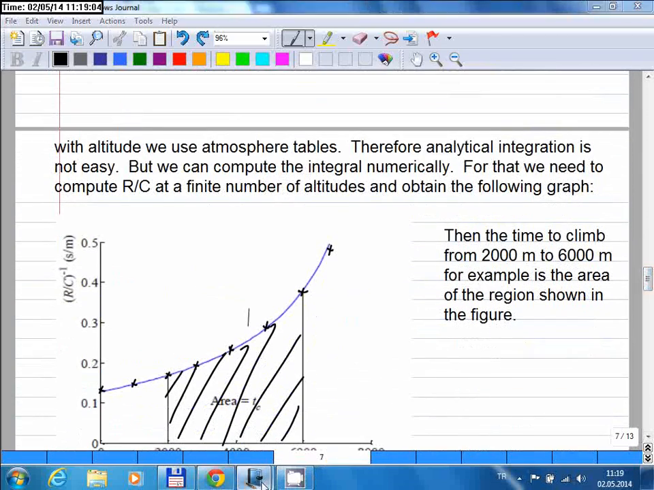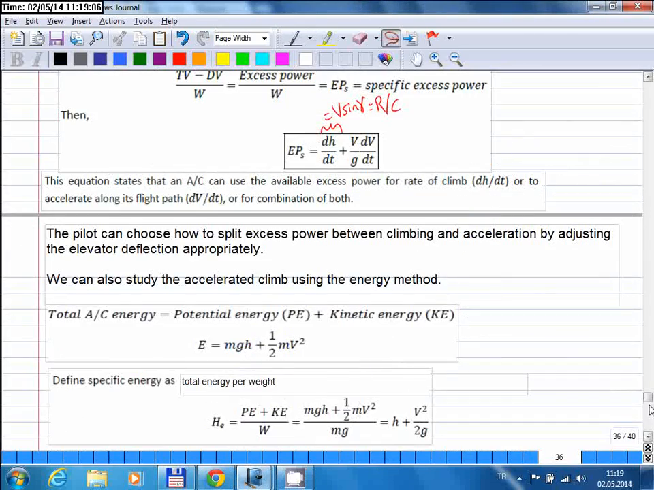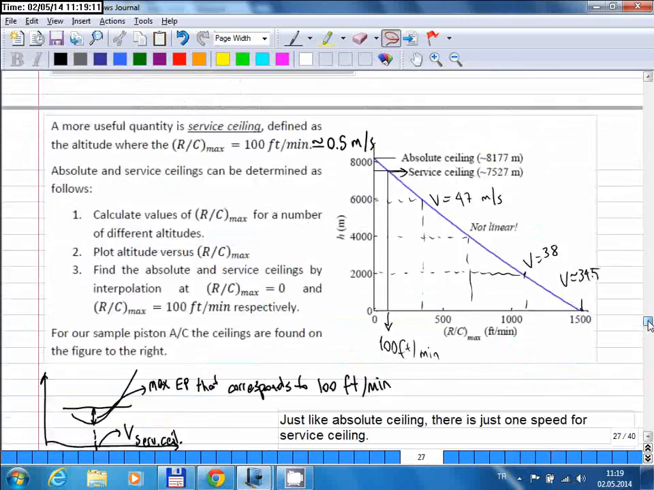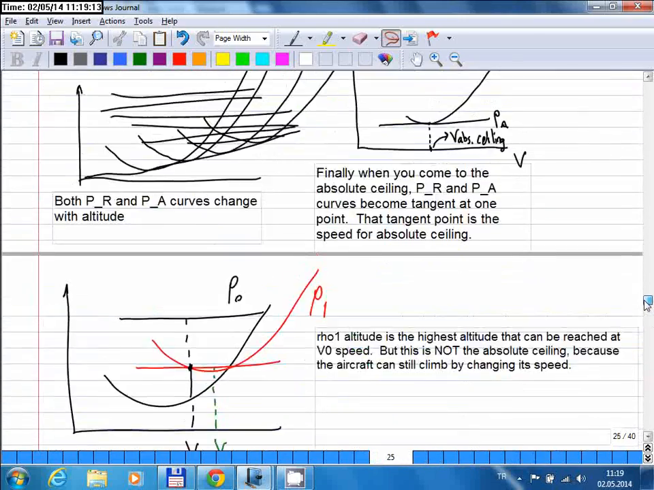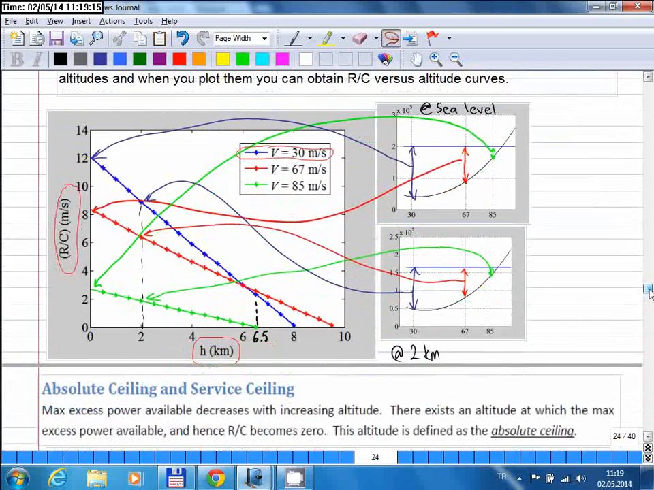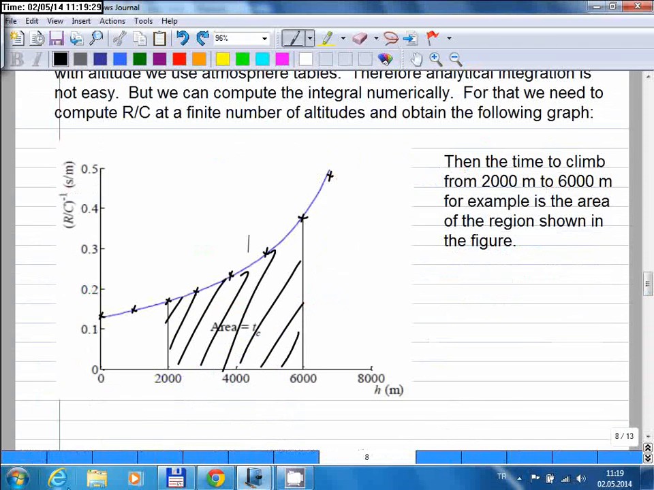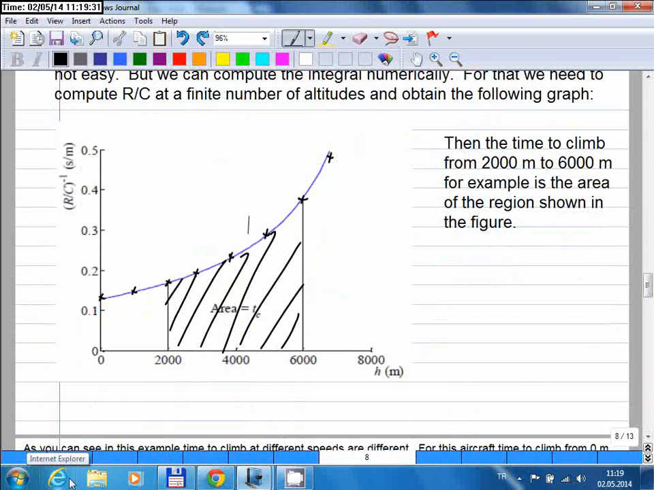So let me show you those plots from our last lecture. These are rate of climb plots versus altitude at different speeds. If you want to calculate the time to climb, you need to plot 1 over rate of climb, and then you simply take the integral between 2 different altitude levels.